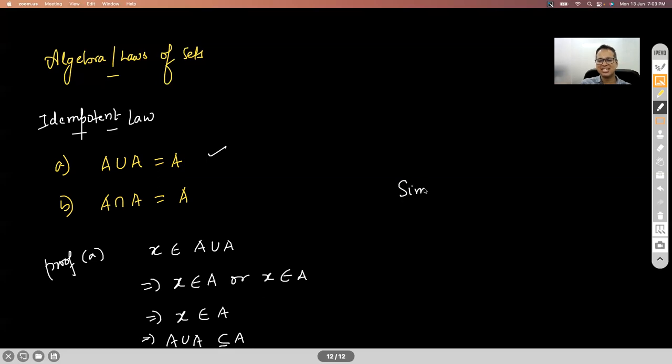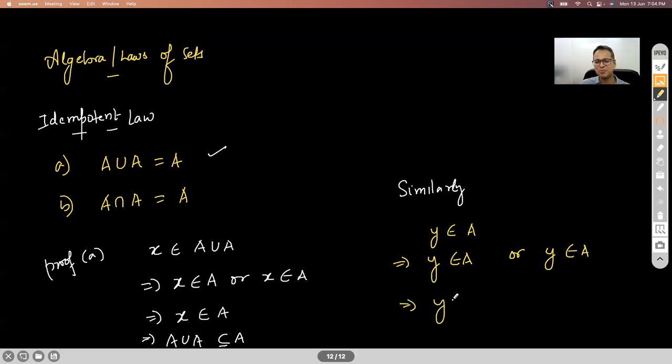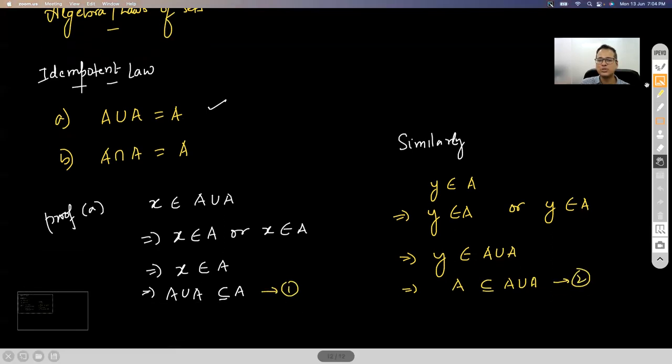Similarly, write down the same set of steps in a reverse way. Say there's an element, let me name this time Y. Let's say Y is a member of A. That means Y belongs to A, or you can also write Y belonging to A, it doesn't make any difference, which means Y belongs to A union A. So if an element is belonging to one set and it is also belonging to the other, this is a subset of this. Correct? Sorry, A, not B. I don't know why I wrote a B. So from 1 and 2, you can say A is equal to A union A.